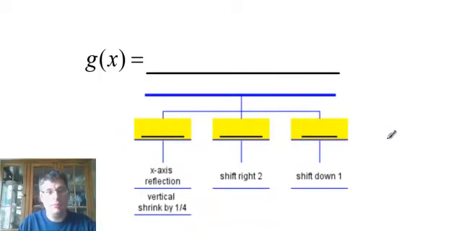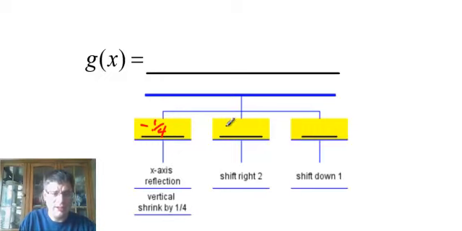Okay, so now we're going to work it the other way. We want to come up with an equation that will have an x-axis reflection, a vertical shrink by 1/4. We want it to shift right 2 and then shift down 1. So our a value, to be reflected, or a vertical reflection over the x-axis, means it's going to be negative. Since it's going to be a shrink or compression of 1/4, it's going to be negative 1/4.